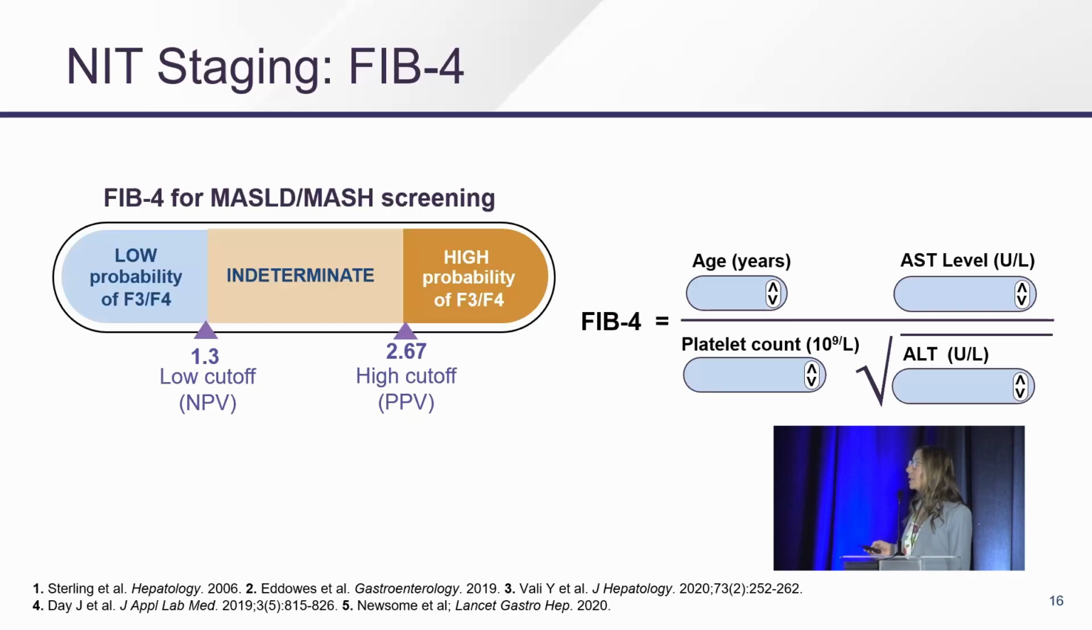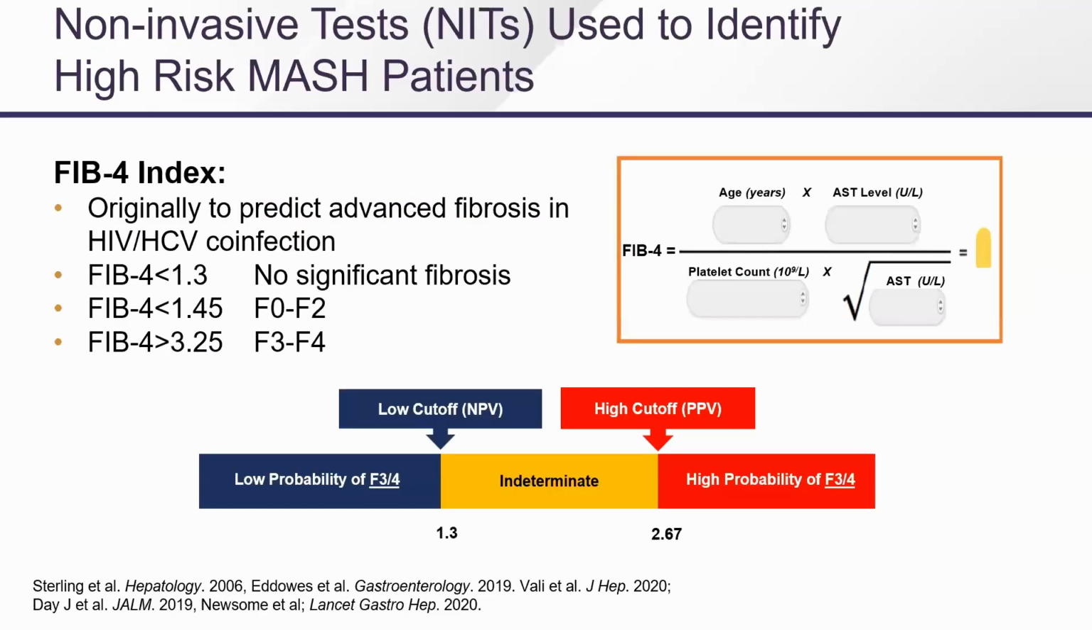If our FIB4 is less than 1.3, you're probably pretty great, and your patient has a low probability of having advanced disease. If your FIB4 is greater than 2.67, it's pretty great at ruling in the high probability of advanced liver disease. The problem is between 1.3 and 2.67, you are in the intermediate range. So this is a pretty good proportion of patients who fall into the intermediate range. So what are we going to do with those patients?